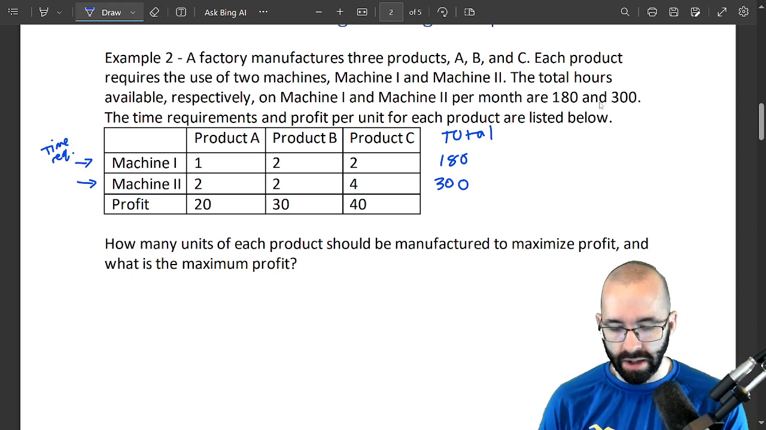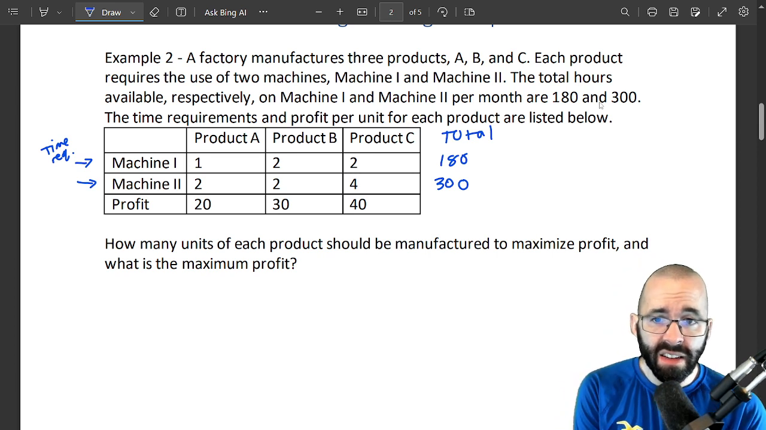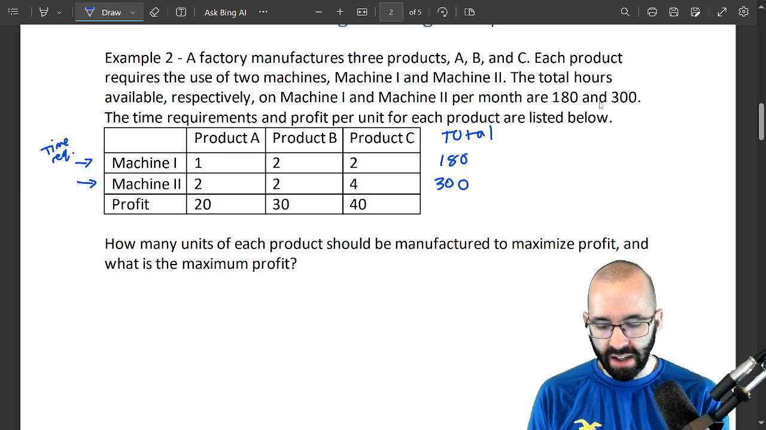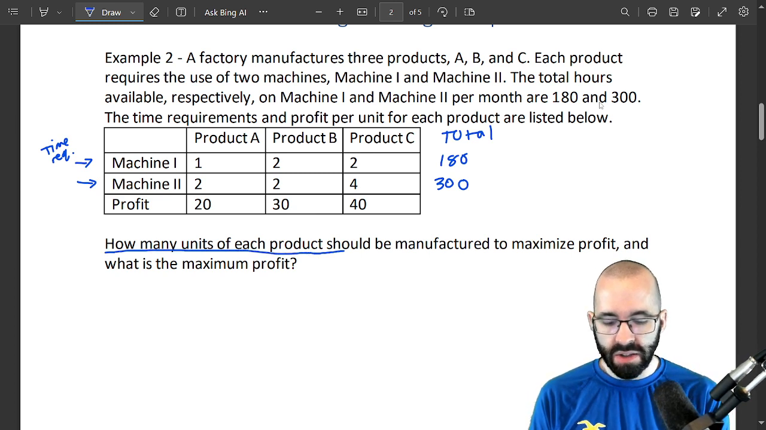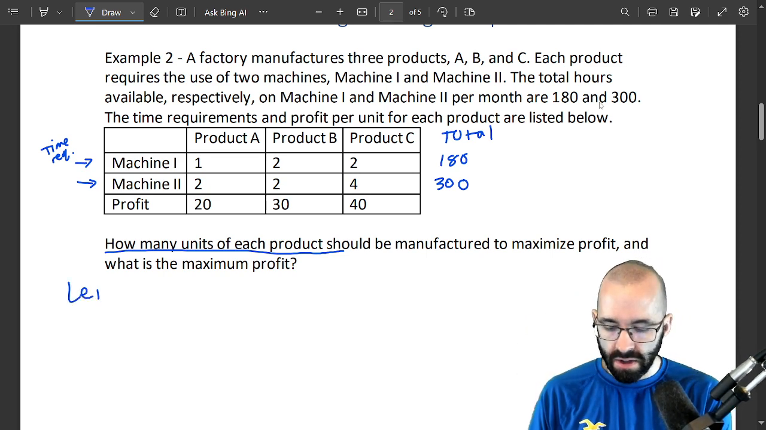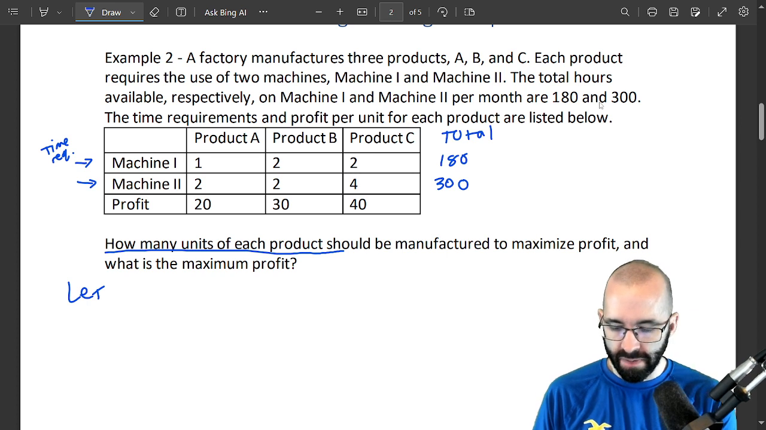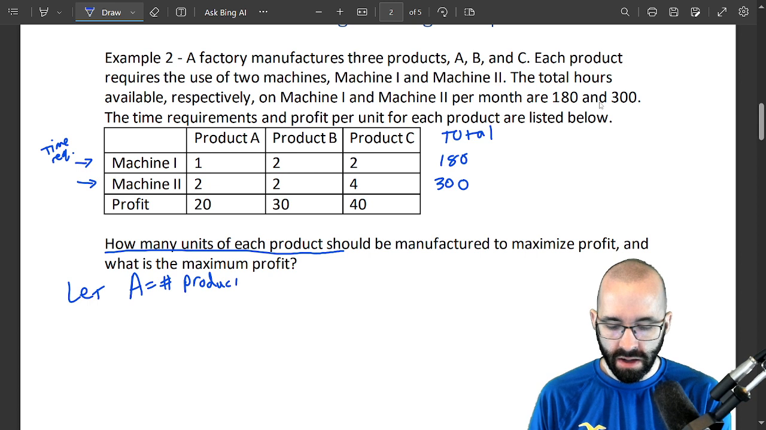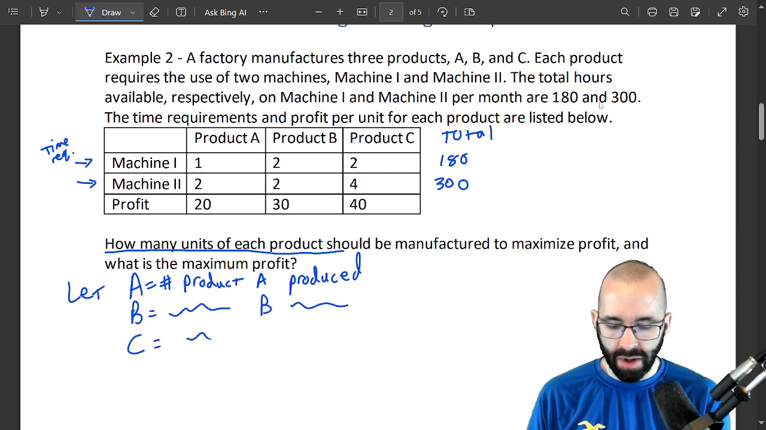All right, so how many units of each product should be manufactured to maximize profit, and what is that maximum profit? Okay, look at what the question's asking. How many units of each product should be manufactured? Those are our variables. So let's use A, B, and C this time. Let A be the number of product A produced. And then B is going to be the number of product B. And C is going to be the number of product C.